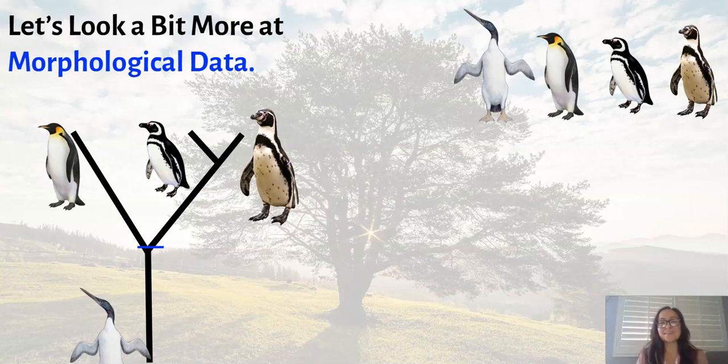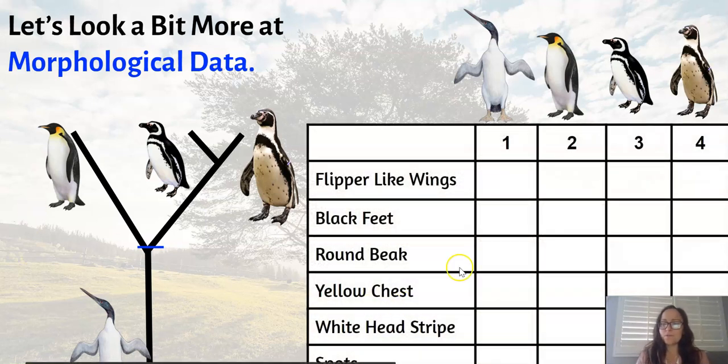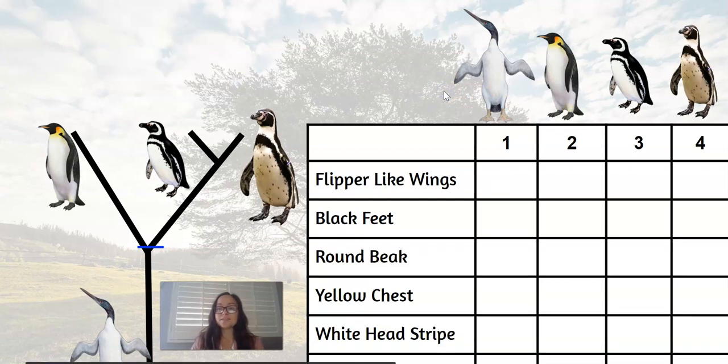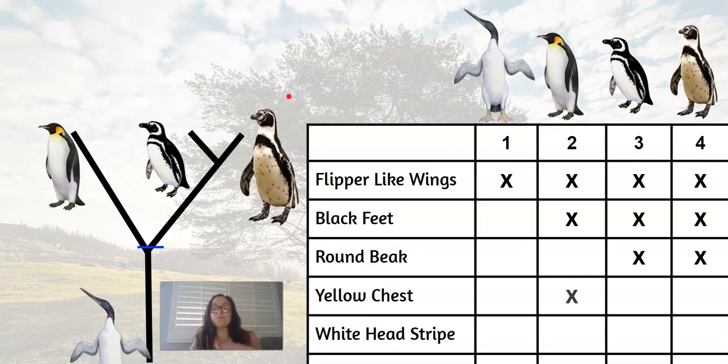So let's go ahead and look a bit more at how we can use morphological data in order to draw these trees. When we look at different character traits or characteristics about a species, we can make what's called a character table. If you see a character table like this, here I have species 1, 2, 3, and 4, and if I record different characteristics about them, a check mark or a plus sign or an X basically tells us those traits are present in that species.